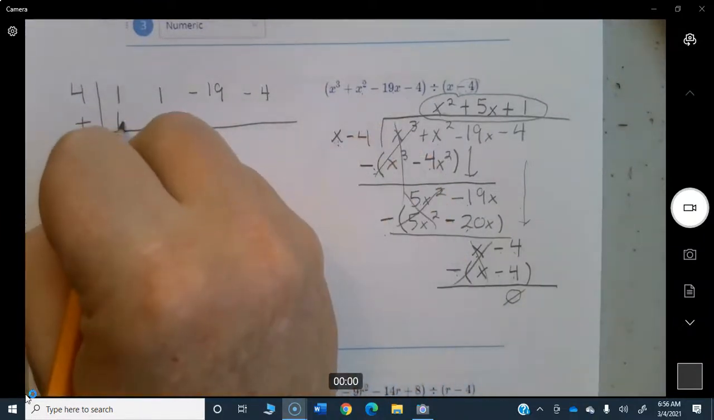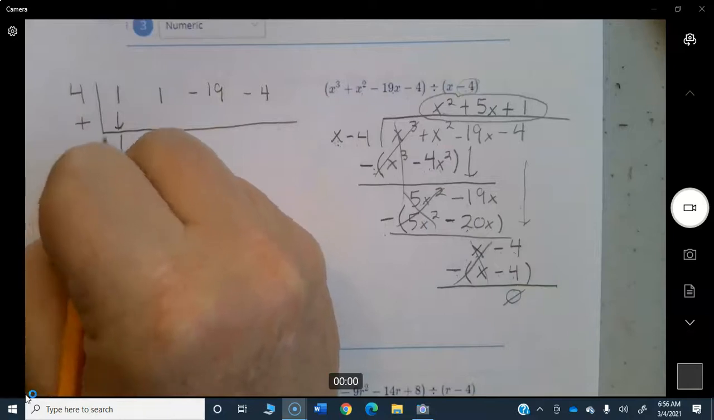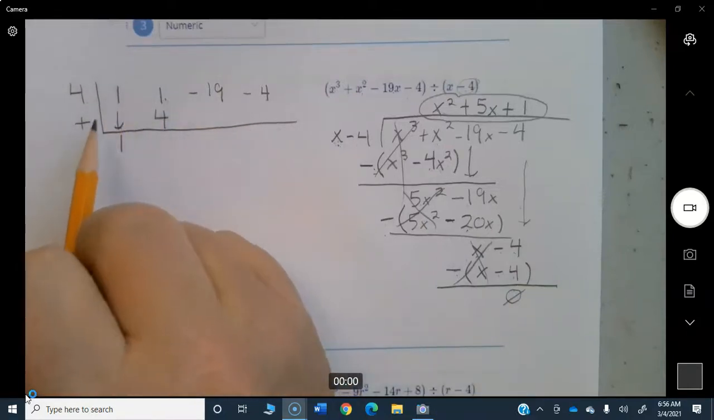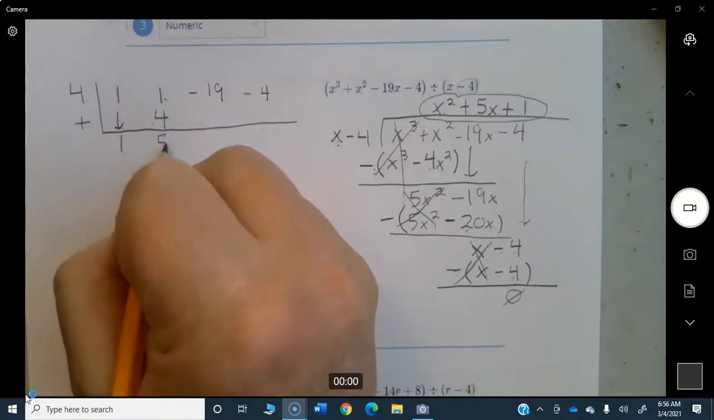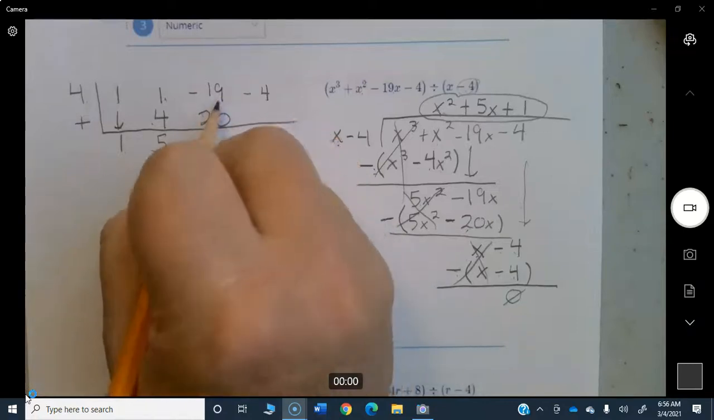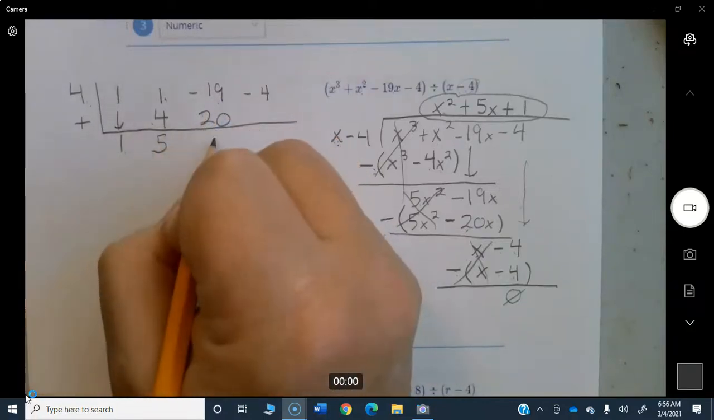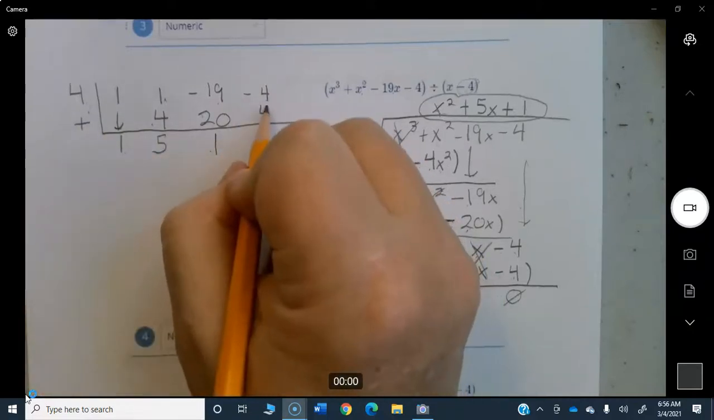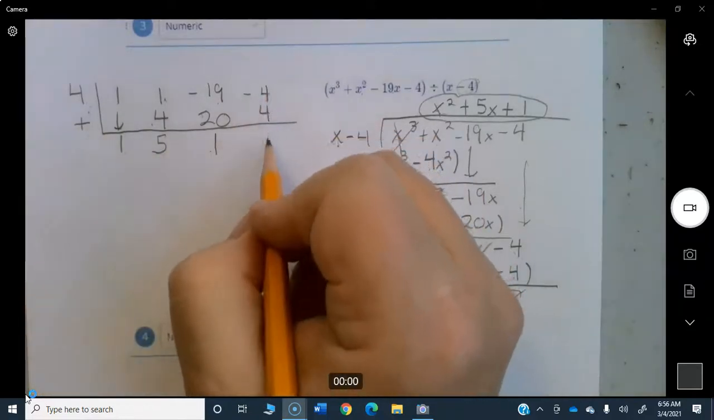So you're going to simply bring this first 1 down to there. 4 times 1 is 4. So 1 plus 4 is 5. 4 times 5 is 20. Negative 19 plus 20 is going to give you 1. 4 times 1 is 4. And negative 4 plus 4 is 0.